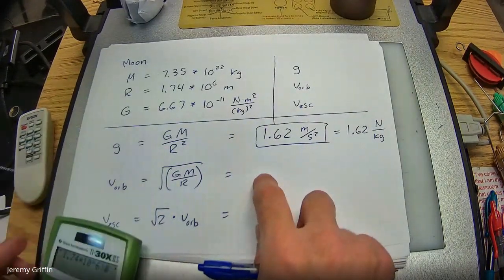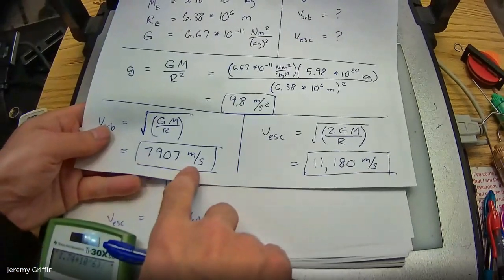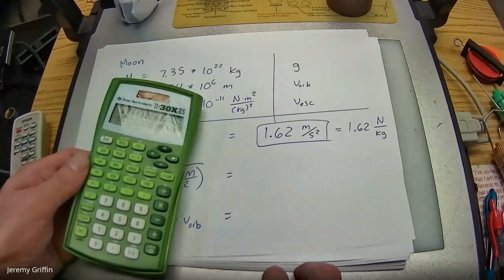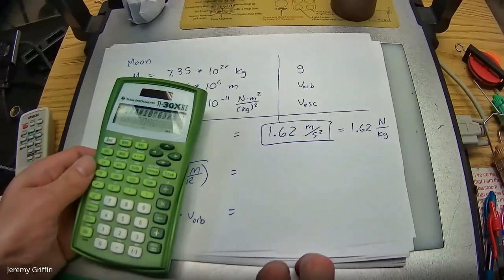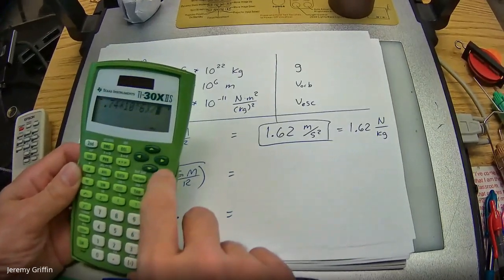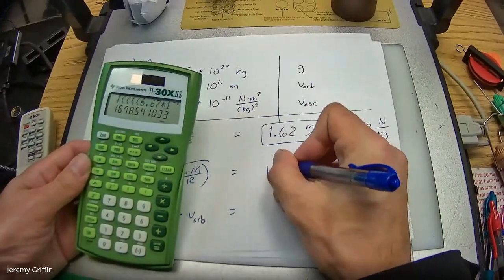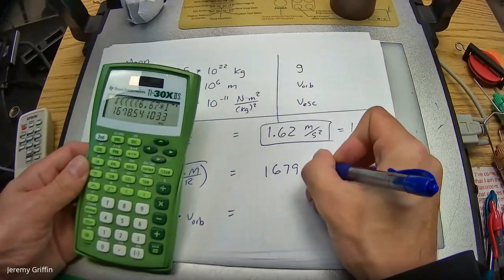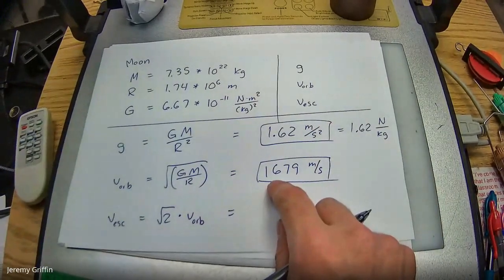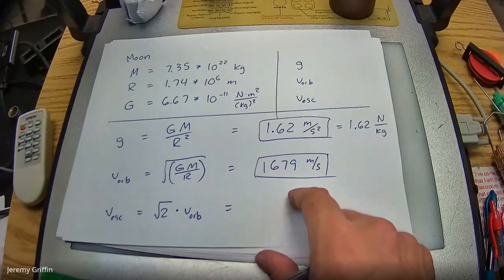Now, remember what orbital speed was for Earth? It was almost 8,000 meters per second. Do you guys think it's going to be more or less for the moon? Probably smaller. Would that make sense? I mean, it's a little tiny, right? Yeah, it is smaller. 1679 meters per second. Remember, the Earth was about 7,900. For the moon, it's about 1,700. So that's a lot smaller. You don't have to go as fast to orbit the moon.